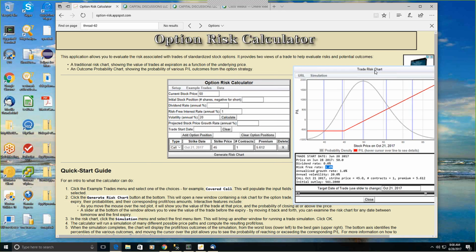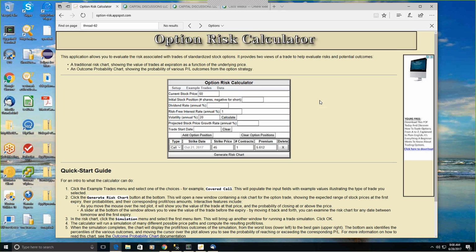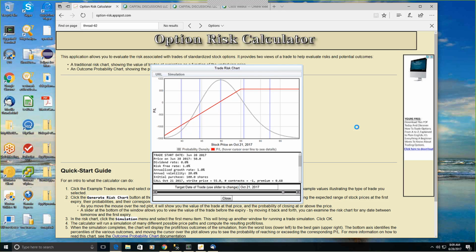So the inputs to this thing are what you typically find in tools like this: a current stock price, a dividend rate if there are dividends, an initial stock position if this is something like a buy-write, for example, where you could set up an initial position. Let me drop in another trade to show you what that would look like. An initial stock position, and it treats this as part of the trade. It treats the purchase or short sale of this as a transaction at the beginning of the trade, and treats it as part of the overall trade.